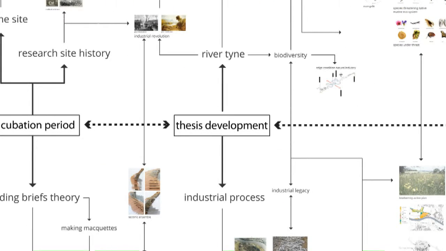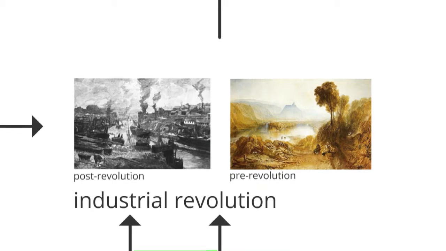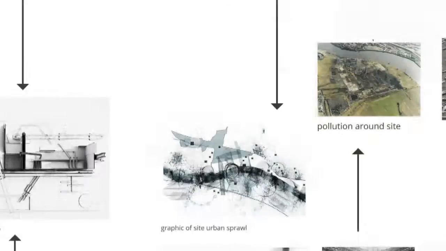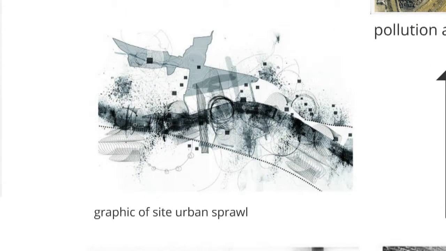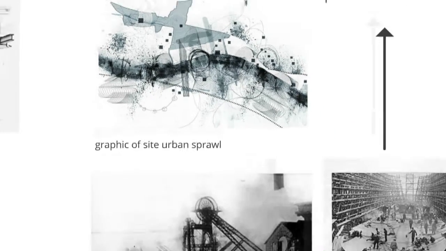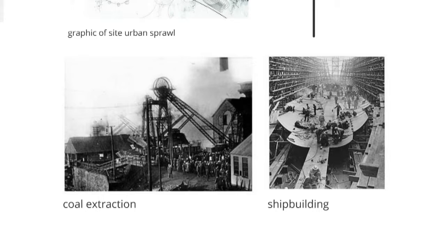The onset of the Industrial Revolution transformed the river into a great artery of traffic and a thriving centre of industry, which despoiled its natural beauty. By the mid-1800s there was a massive industrial urban sprawl. The riverbanks, meadows and fields became booming with shipyards, docks, factories and mines.